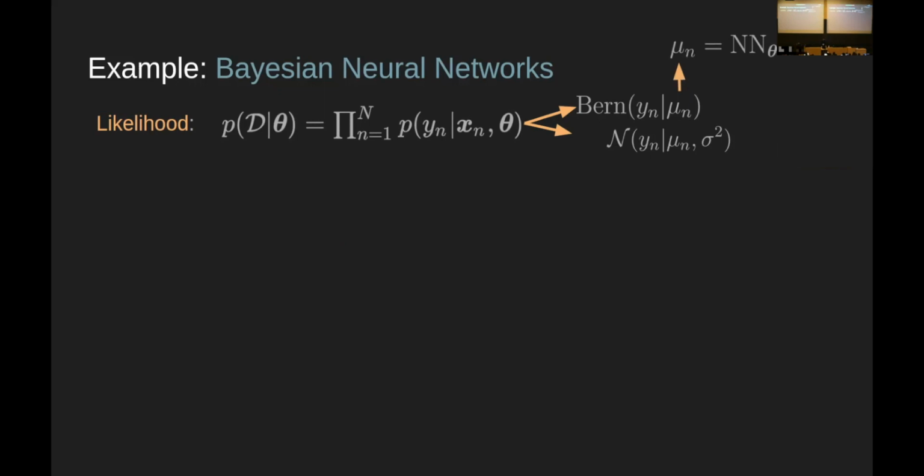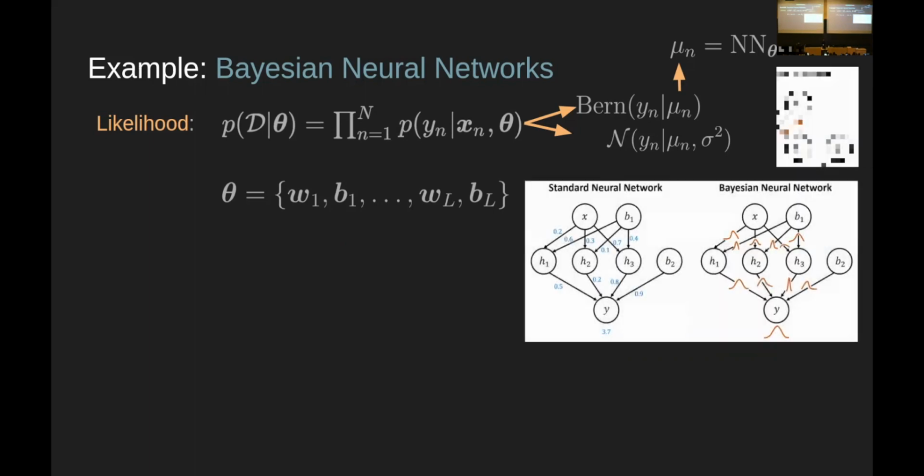And mu_n in these distributions will then be predicted by the neural network, with input x_n and parameters theta. Your theta will be just the weights and biases in all the layers of the neural net. So this is exactly a regular neural net. If you train this with maximum likelihood, this corresponds to classical classification or regression.